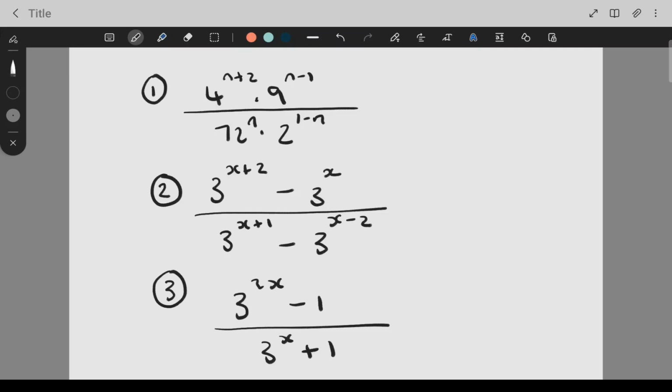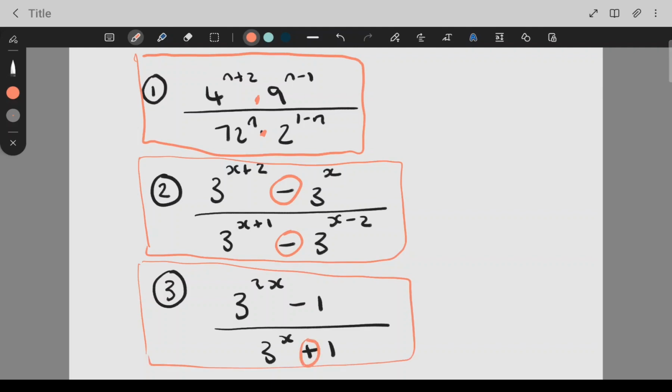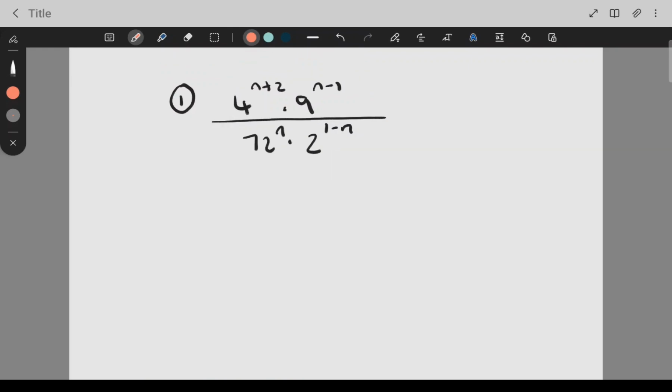We are doing multiplication and division of powers with numerical bases, which is like this example. Can you see you're multiplying here? And then we are doing adding and subtracting. Can you see there's a minus between the terms? This is also adding and subtracting powers with numerical bases. Let's look at example number 1, where we are multiplying and dividing.